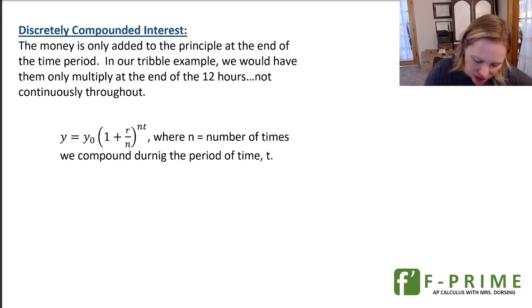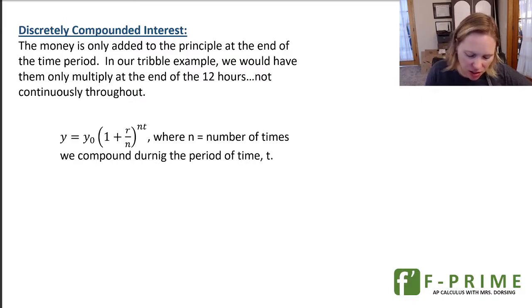But this is the equation for discretely compounded interest, where if the time period is measured like in a year, and we're compounding weekly, then N would represent how many times you are going to compound within the one time period. Weekly would be 52 weeks in a year. Monthly would be 12 months in a year.